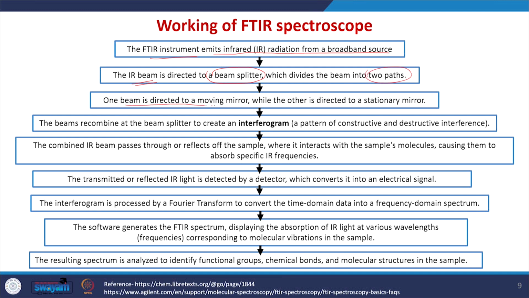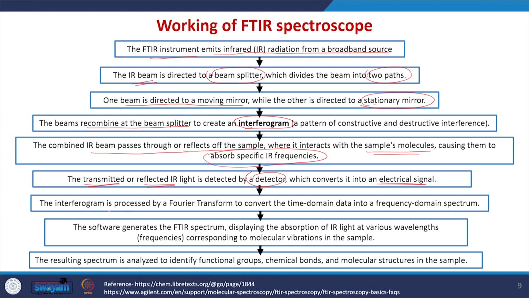One beam is directed to a moving mirror, while the other is directed to a stationary mirror, as I told you in the previous slide. Then the beam recombines at the beam splitter to create an interferogram. Then the combined IR beam passes through or reflects off the sample, where it interacts with the sample's molecules, causing them to absorb specific IR frequencies. Then the transmitted or reflected IR light is detected by a detector, which converts it into an electrical signal.